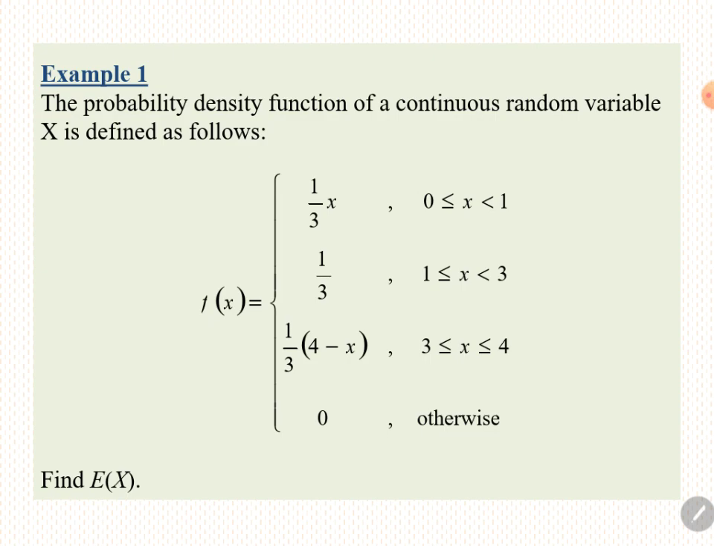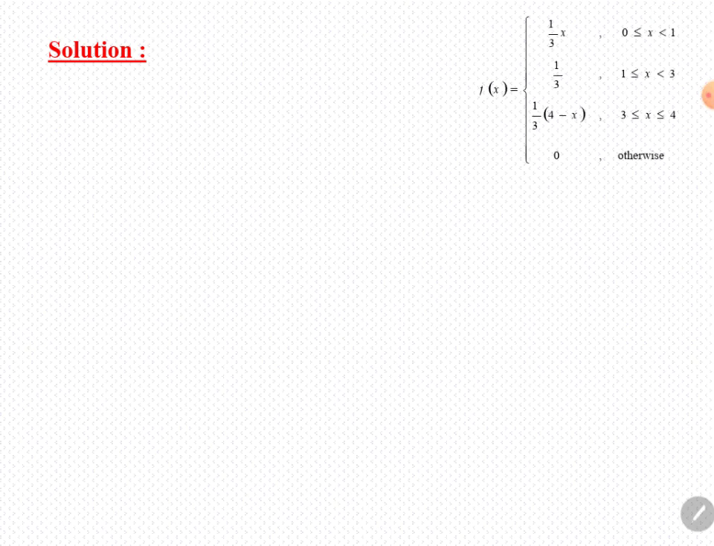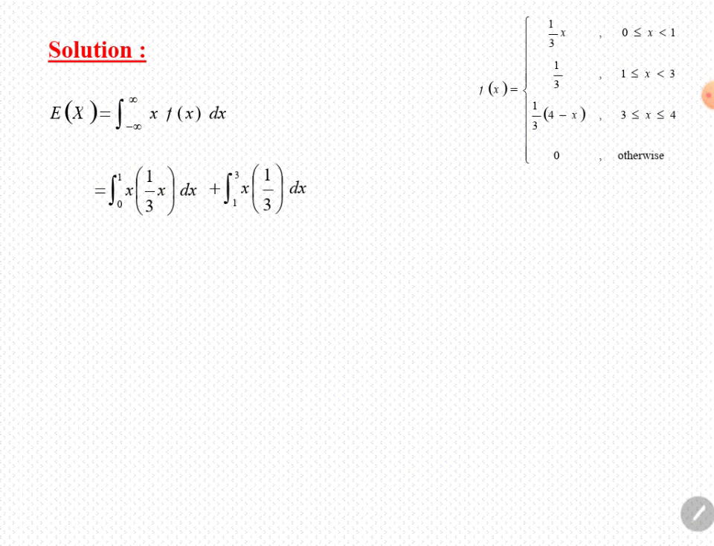What we need to do is multiply x with the probability function. Because we have three intervals, three pieces of function, we have to multiply each of the functions with x following the interval. So for the first interval from 0 to 1, we will integrate x multiplied with its probability, which is 1 over 3 x, with respect to x. The second interval from 1 to 3 is x multiplied with its probability, which is 1 over 3, with respect to x. And the third interval from 3 to 4, multiply x with the function, which is 1 over 3 of 4 minus x, with respect to x.